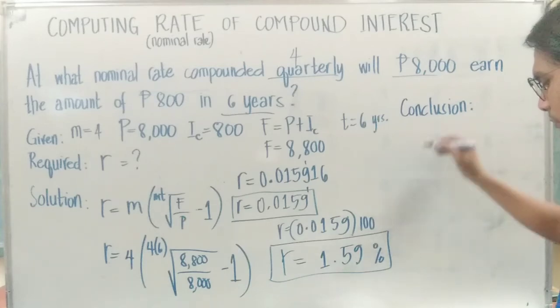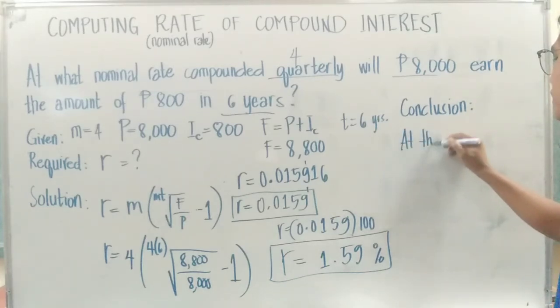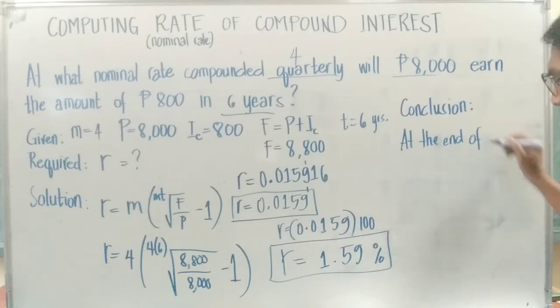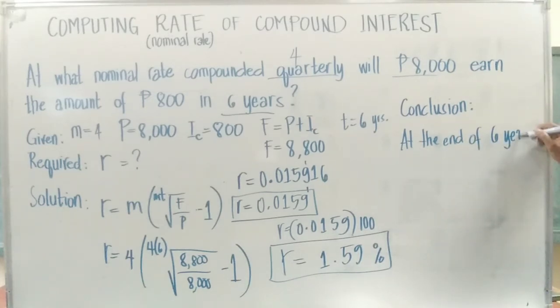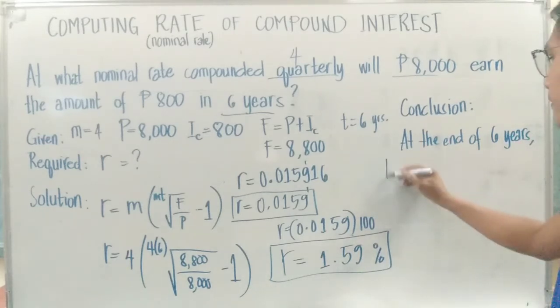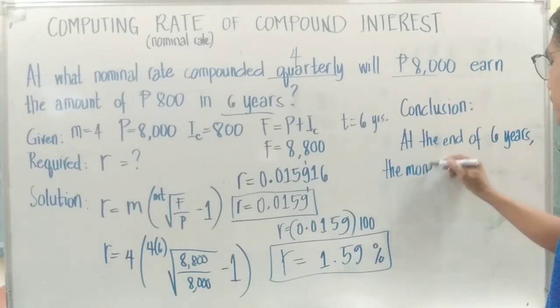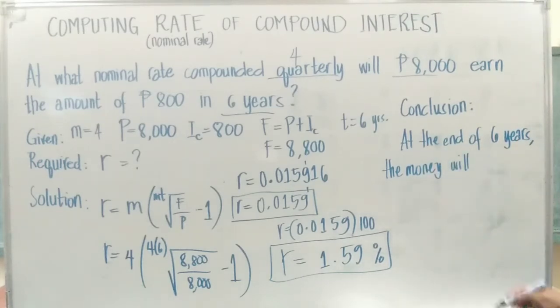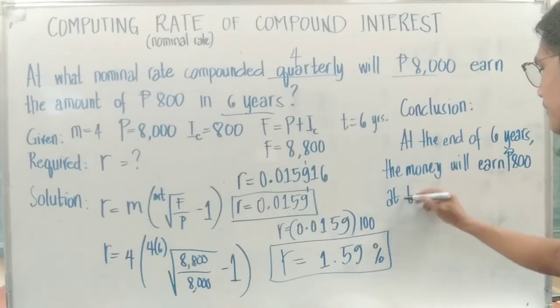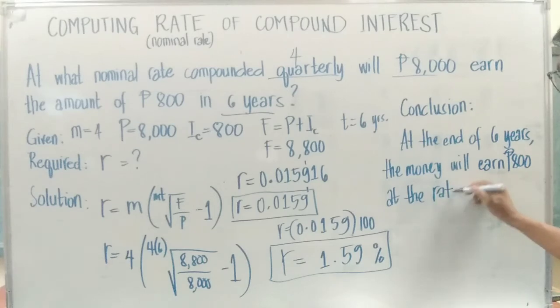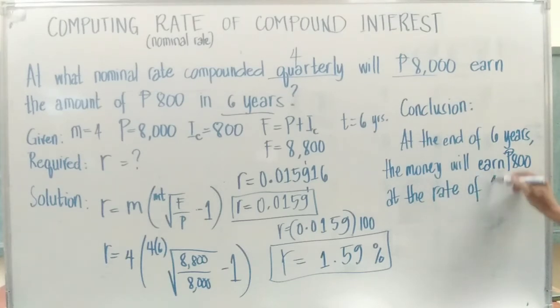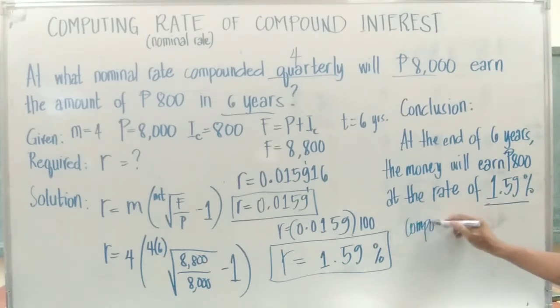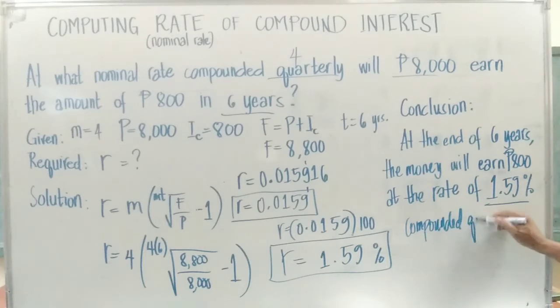So for your conclusion, we can conclude that at the end of 6 years, the money will earn 800 pesos at the rate of 1.59% compounded quarterly.